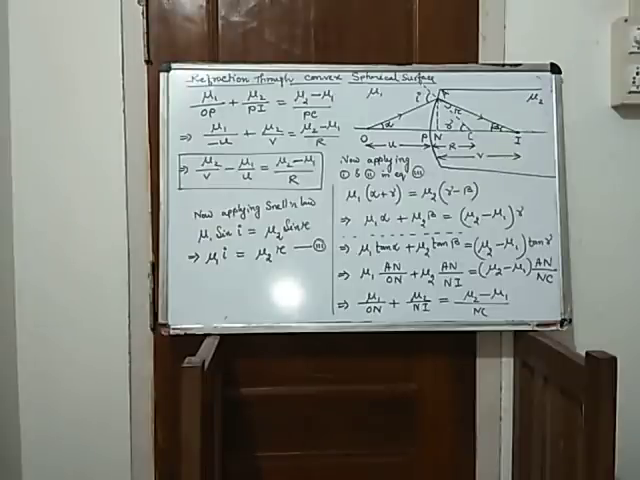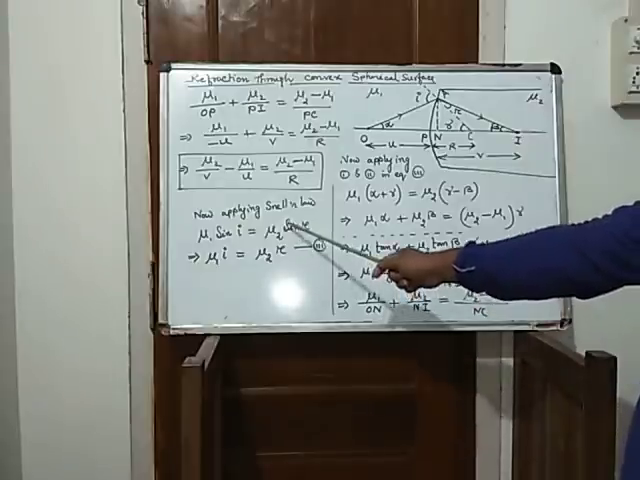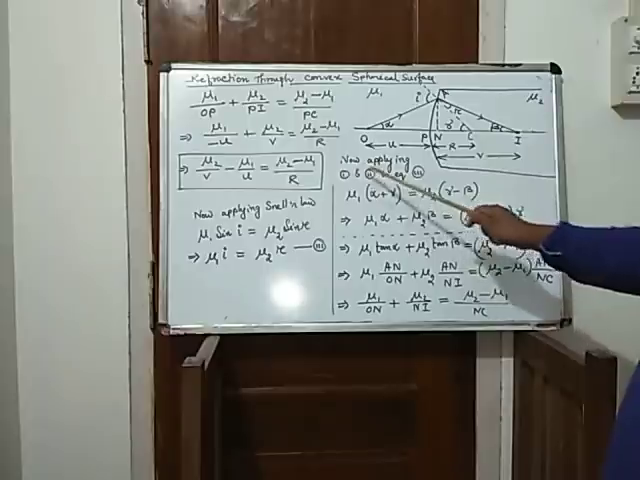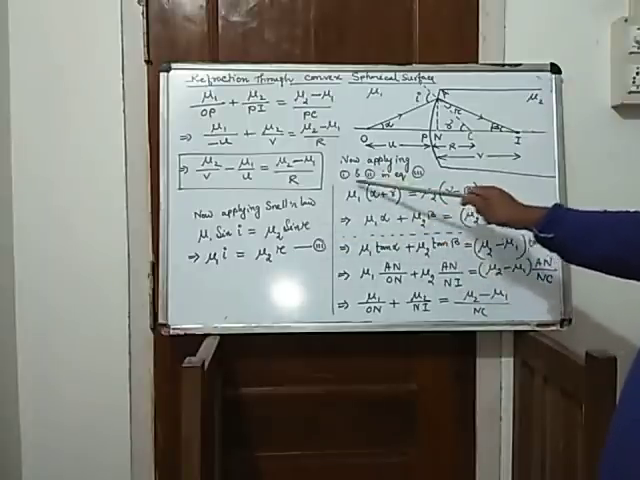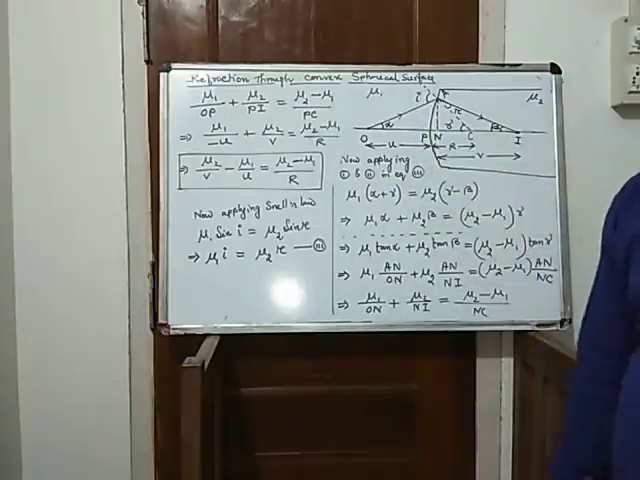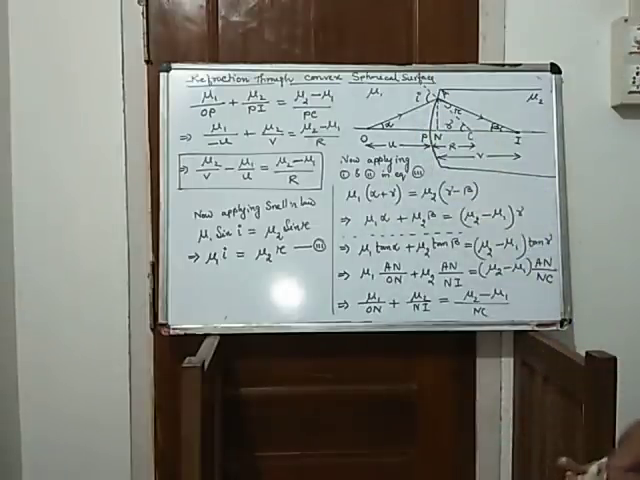So here, which points will be considered? First one is the exterior angle. Second one is Snell's law. Next is applying Snell's law, substituting those values. Next, the measurements and sign convention. Okay, so this is the formula.